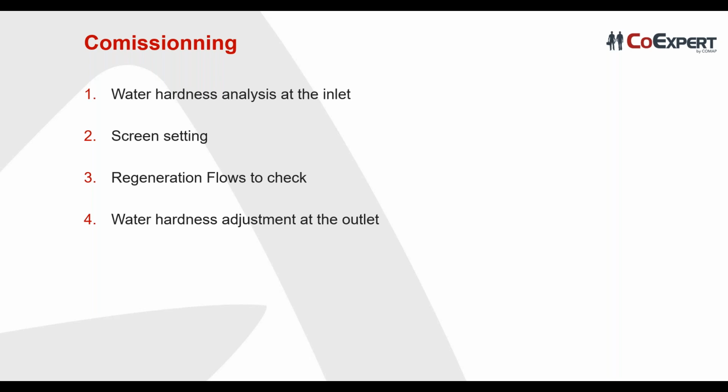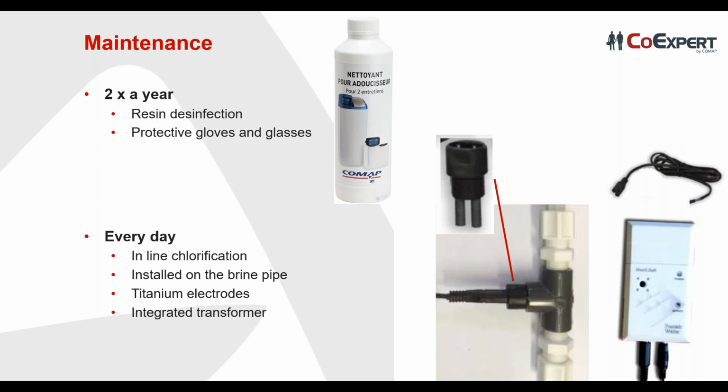It's necessary to check the regeneration flows. So during the commissioning, it's necessary to launch a regeneration in order to test. And at the end, the water hardness adjustment has to be done. That means it's necessary to take a sample of water after the softener, measure the hardness, and adjust it with a specific screw inside the softener. So that's for the commissioning.